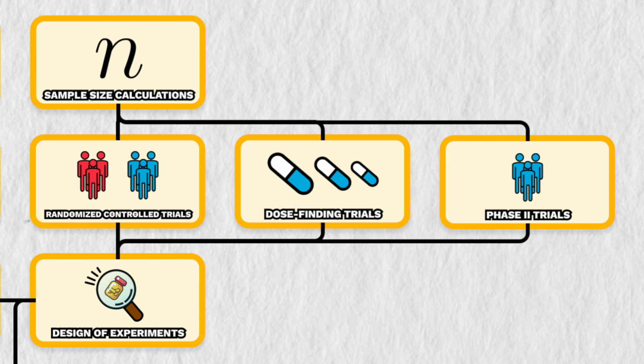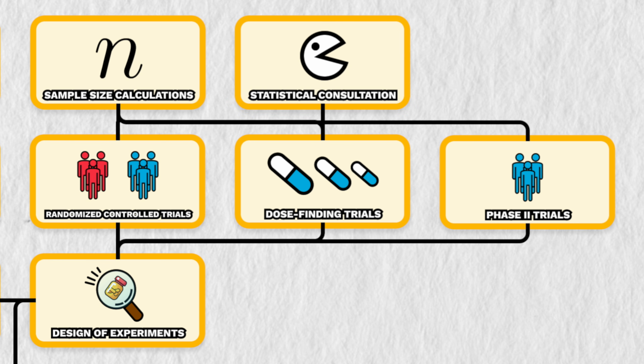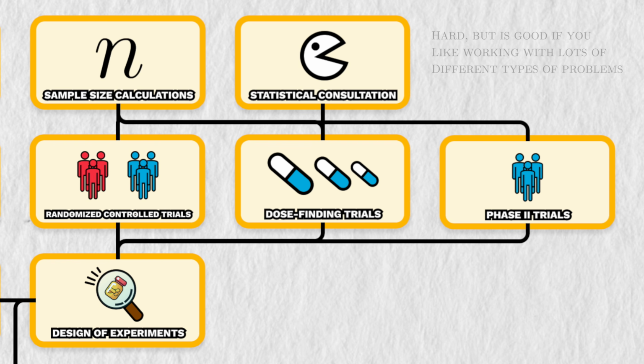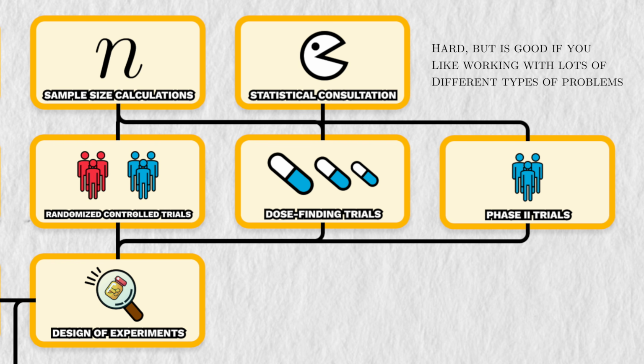Besides sample size calculations, statisticians can also provide advice to other researchers or even companies in designing their own experiments. This is called statistical consultation. Not everyone gets training in design of experiments, so statisticians play a key role in making sure that other people get usable data from their research. Statistical consulting is hard, but it's really exciting to get to work on a wide variety of research problems.